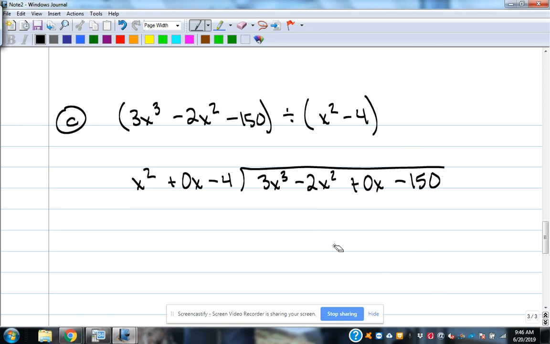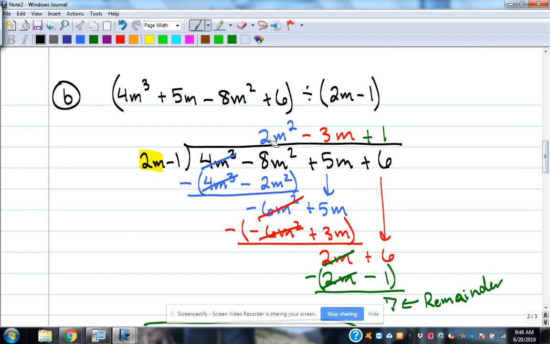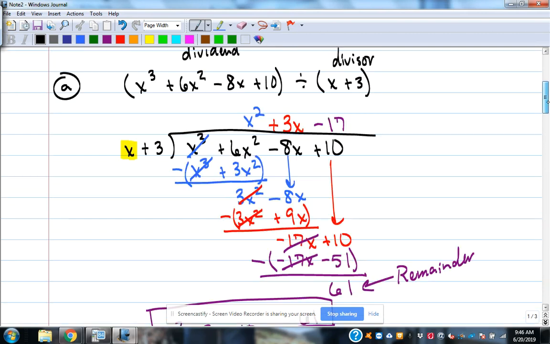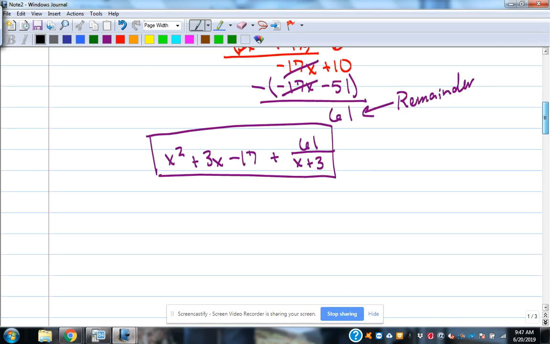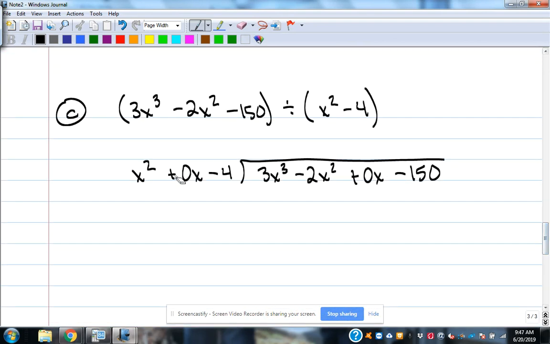Notice on the first two problems we've done, I've got an x squared or an m squared column, a plain m column, a plain numbers column. Go back to example A. We had an x cubed, an x squared, plain x's, plain number. Organization is always a key to good mathematics, being organized with your work. So having that piece in there helps us organize it so that when we multiply stuff out, we've got a place to put things.